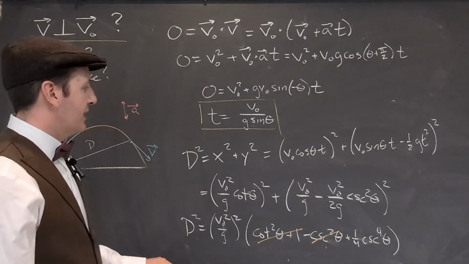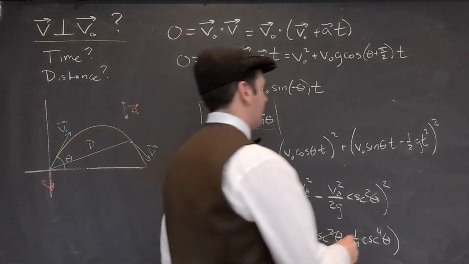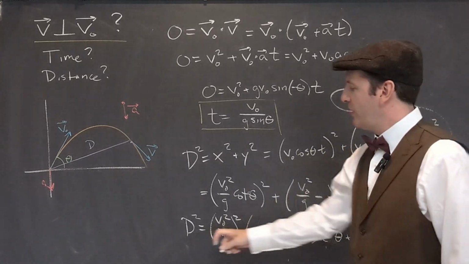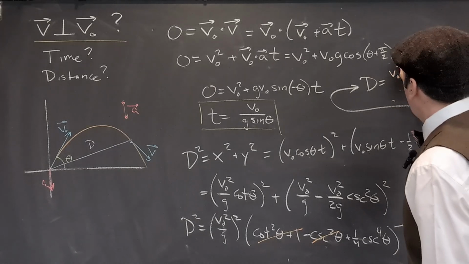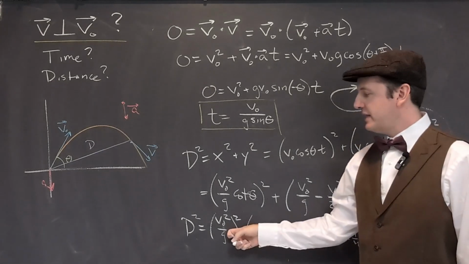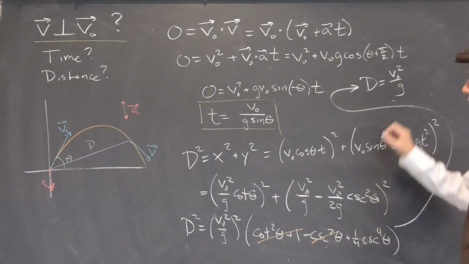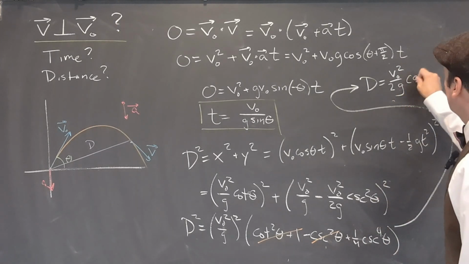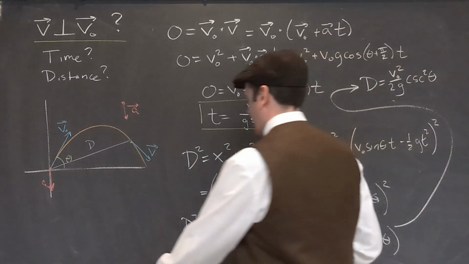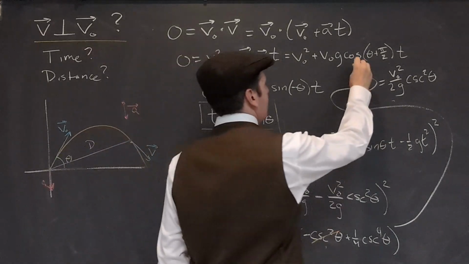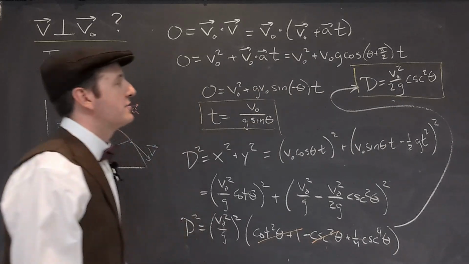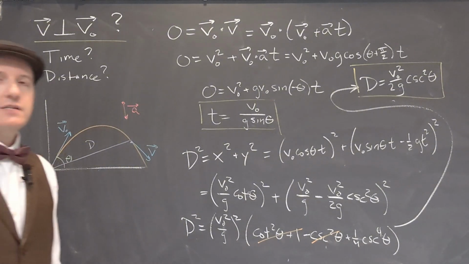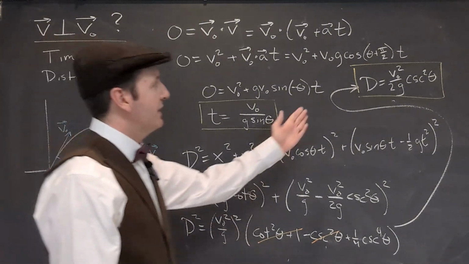Okay, finishing it off then, we see that when we take this square root, I'll have v naught squared over g. The 1/4 square rooted leaves behind a 2. And then the cosecant to the 4th square rooted gives me a cosecant squared. And that is the answer to the second part of this. The distance the particle is from the origin when its velocity becomes perpendicular to the launch velocity is given by this expression.